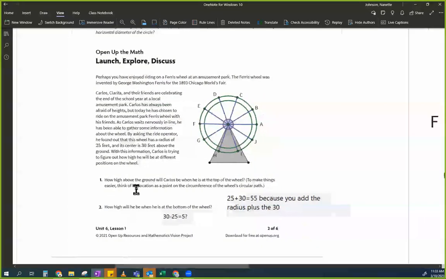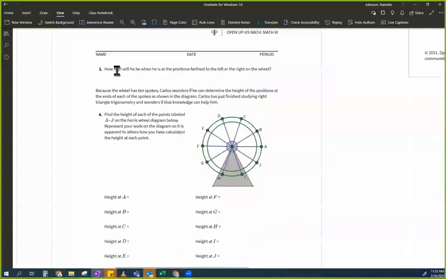So we haven't gotten into right triangle trig, so we're about to. How high will he be when he is at the position furthest to the left or to the right? So we're thinking about F or A. Okay, F or A. This one should make sense to you. We're about to get into all the other points, meaning B, C, D, E, F, G, H, I, J. So we're going to do one together and then you guys are going to try to get the rest of them done.